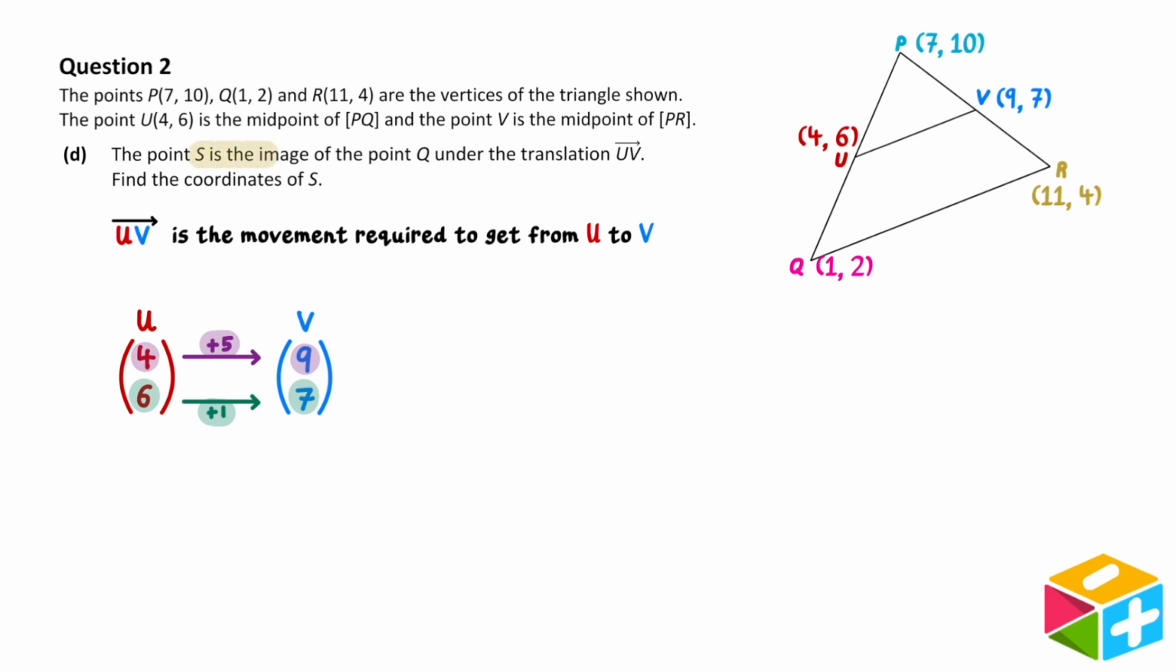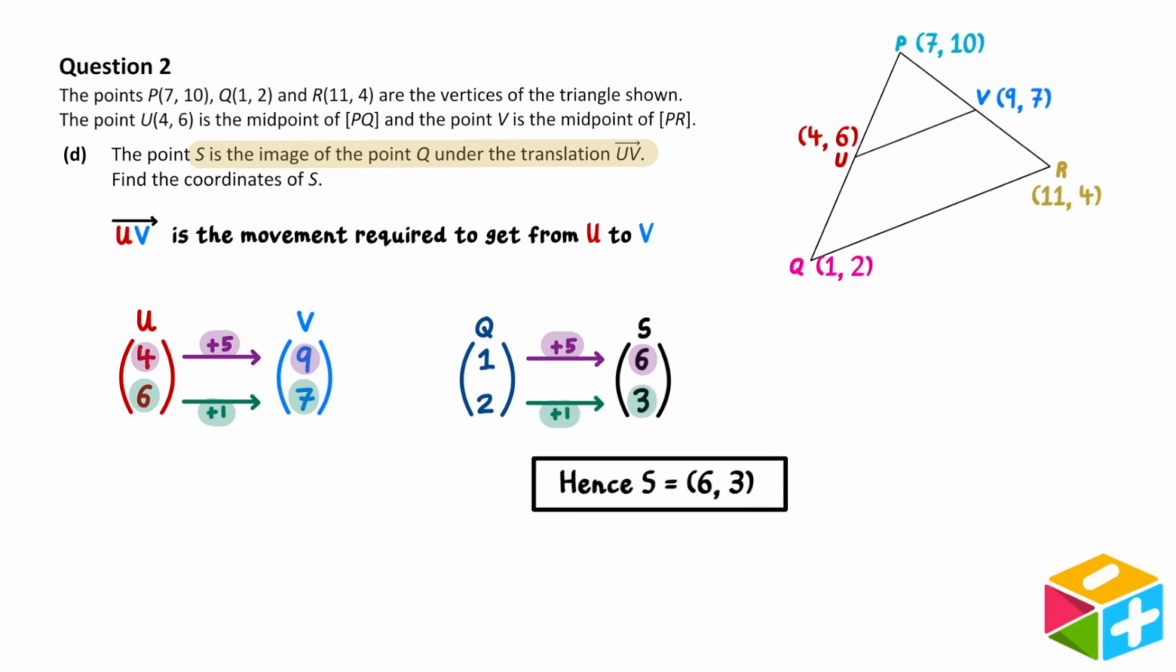The point S is defined to be the location obtained after we perform this translation to Q. The coordinates of Q are 1, 2. To find S, we just need to perform the translation we had. Add 5 to the x-coordinate and add 1 to the y-coordinate. 1 plus 5 is 6, and 2 plus 1 is 3. Hence, the coordinates of S are 6, 3.